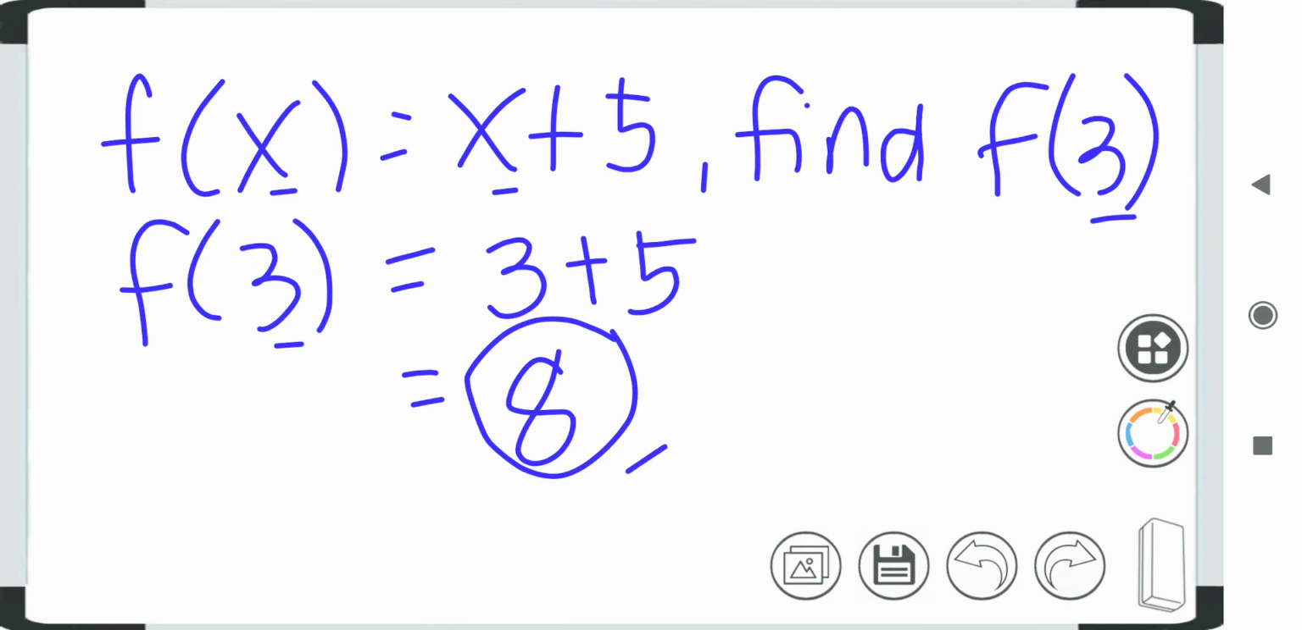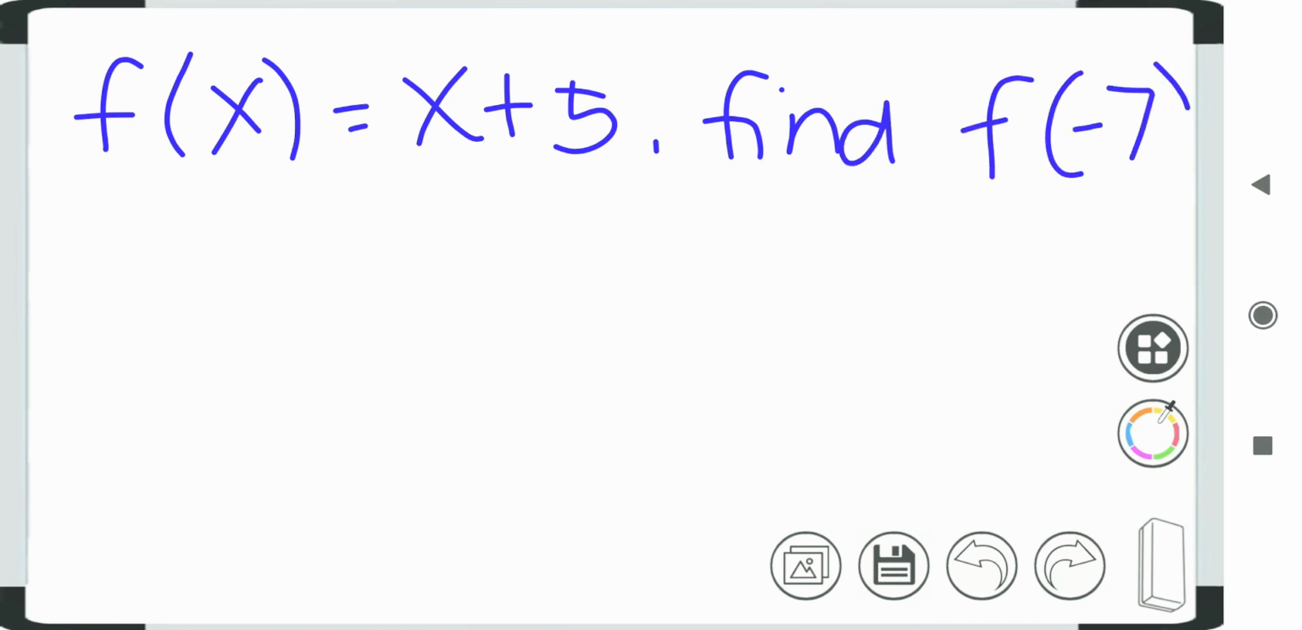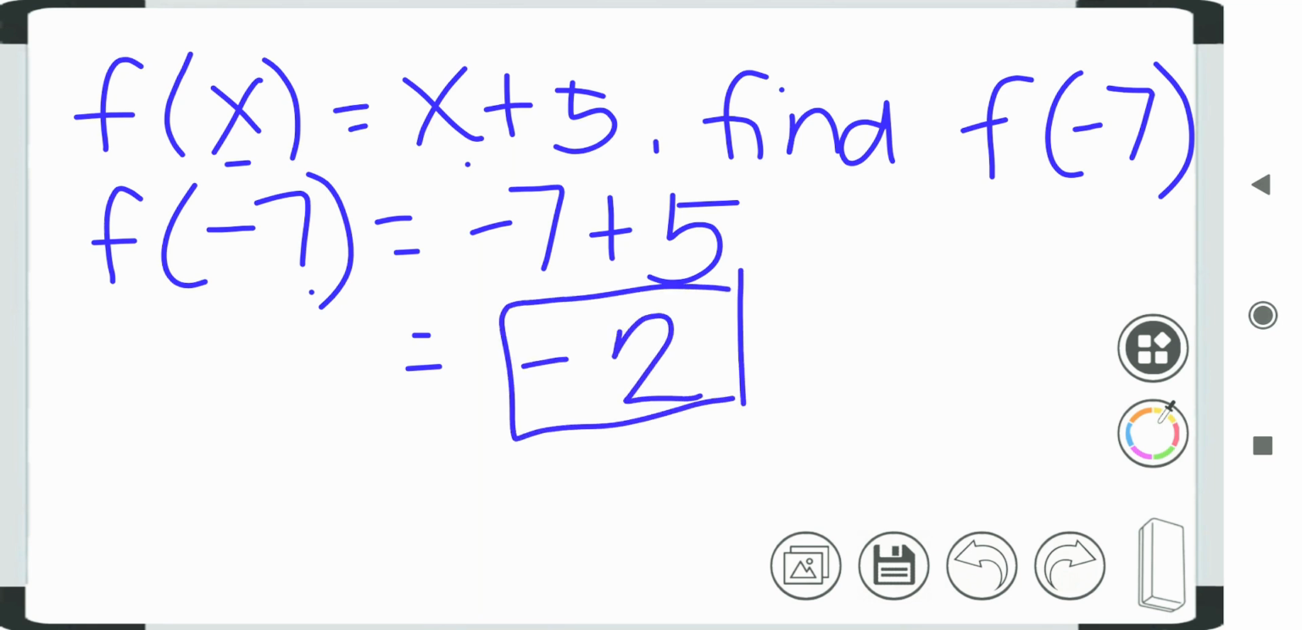Okay, so let's move to the next example. F of x equals x plus 5, and we're going to find f of negative 7. So, again, f of negative 7 means we replace x with negative 7. So we replace x with negative 7, then copy plus 5. Then we simplify. Negative 7 plus 5 is negative 2. That would mean f of negative 7 is negative 2.